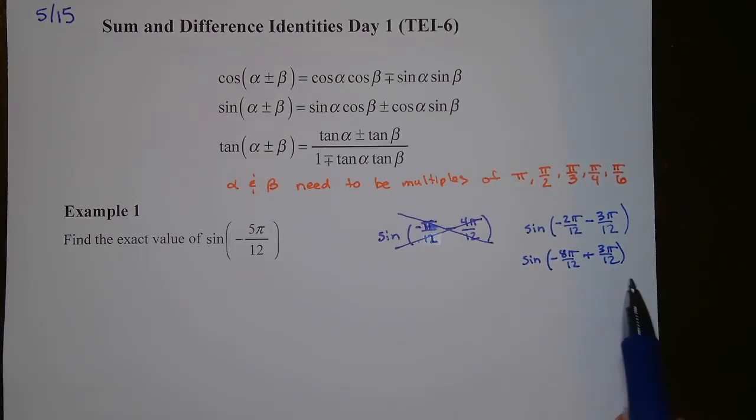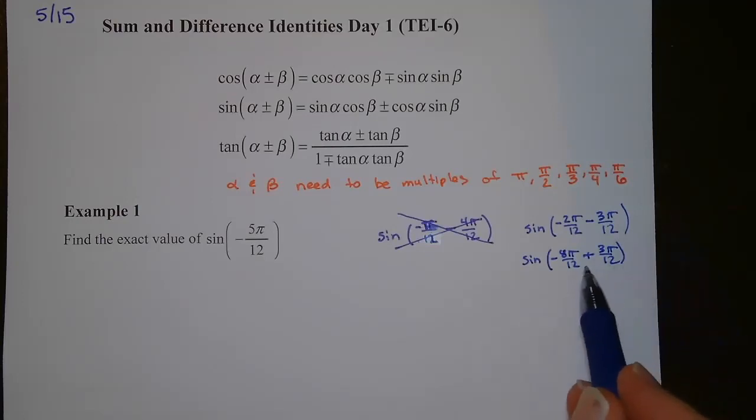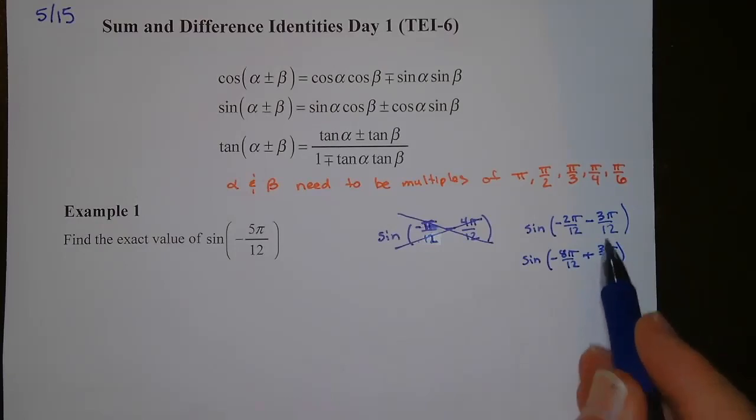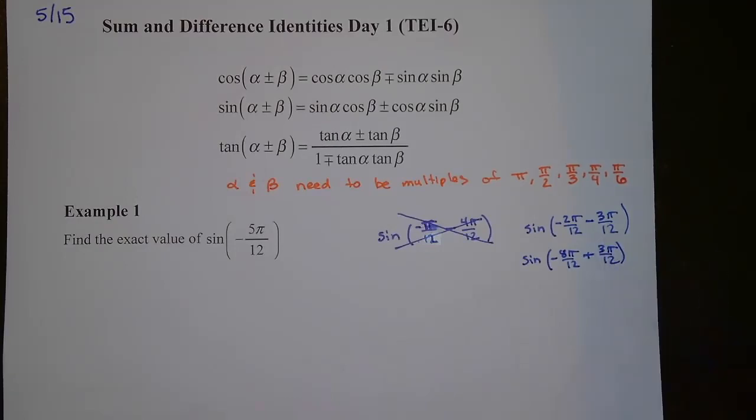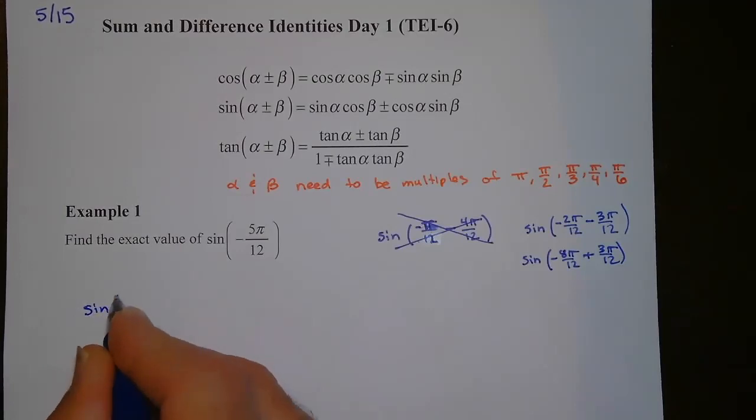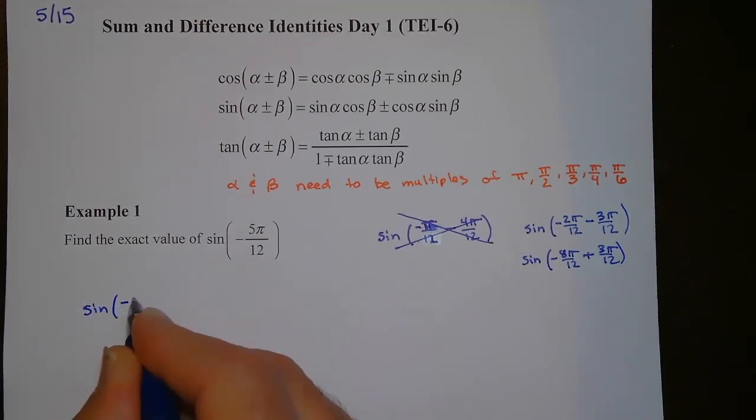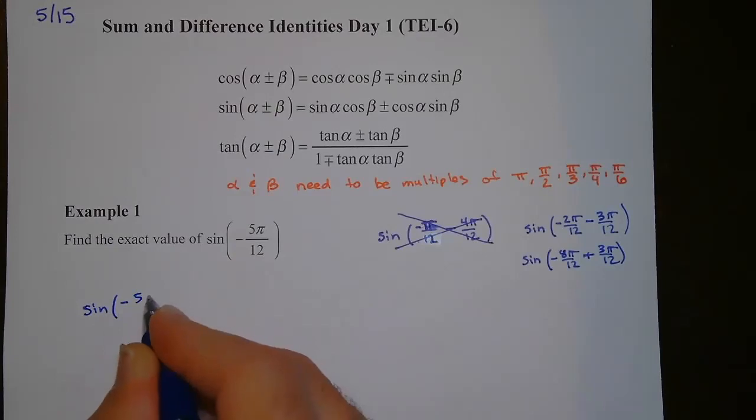So if somebody weren't watching the notes and knew how to do this, and you did this and somebody else did this one, you're both going to get the same answer at the very end. So I'm going to do this one. Let me go ahead and write sine of negative 5 pi over 12.